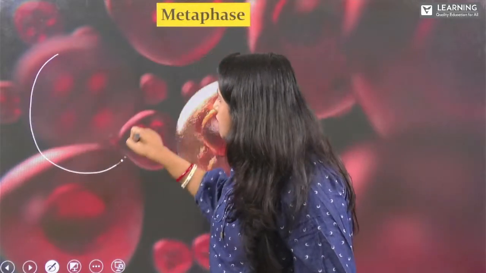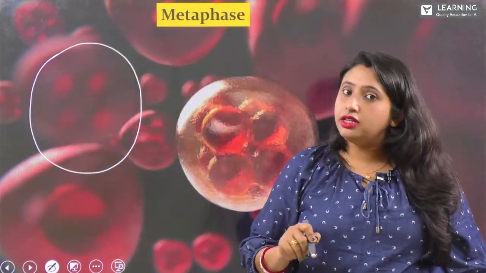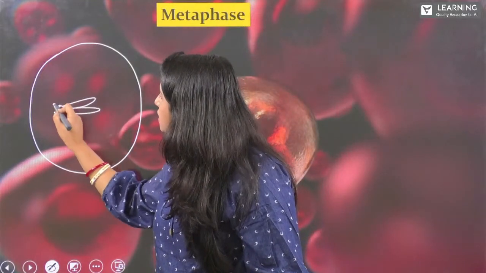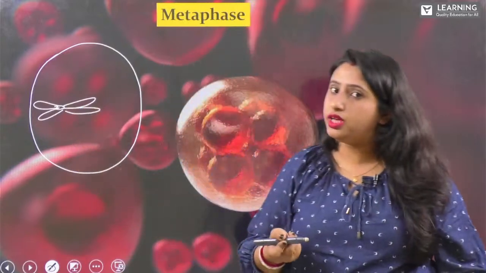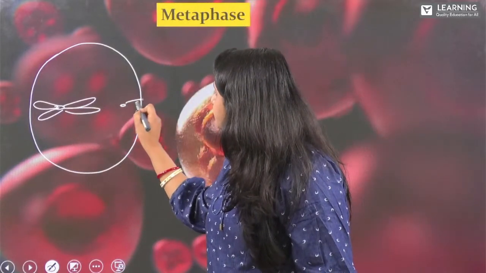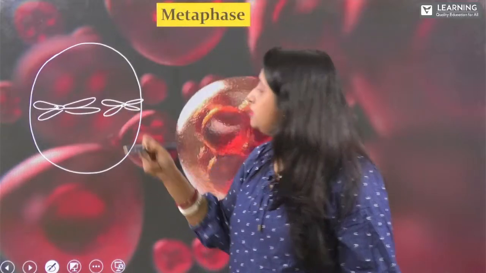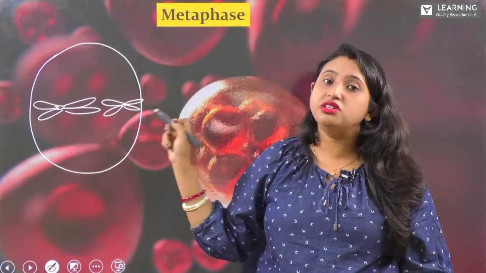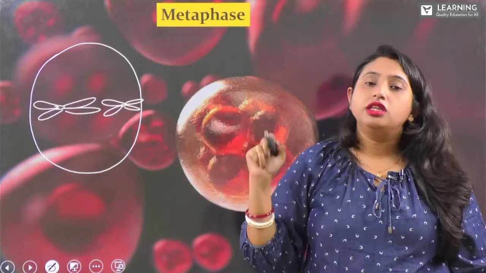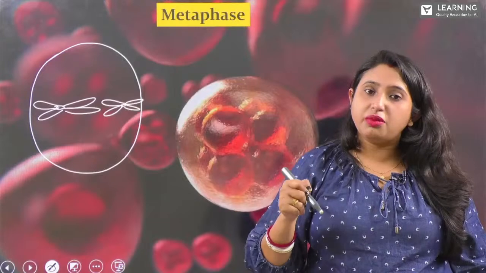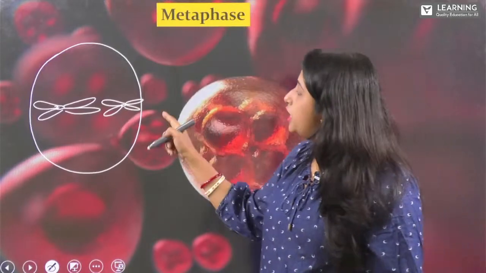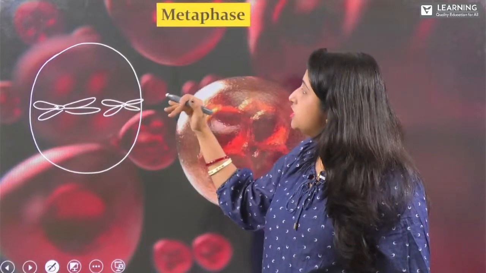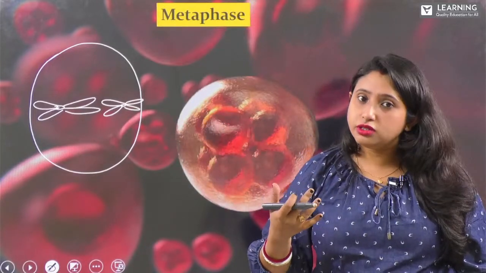So this is a cell. Here the chromosomes lie in the equatorial plate. In the metaphase stage, the chromosomes can be seen properly under the microscope, because the condensation of the chromosomes has taken place properly. So this is the phase where the chromosomes are easily visible.